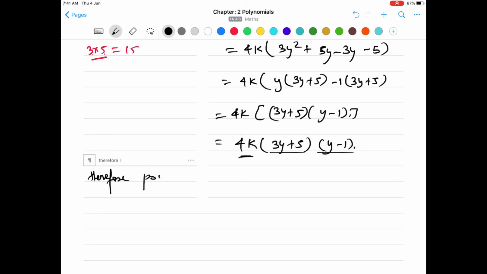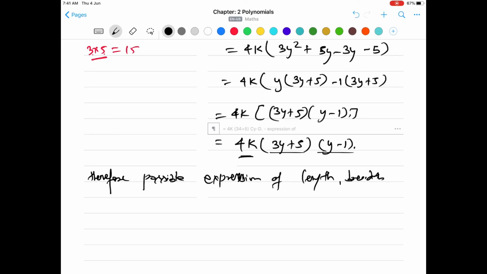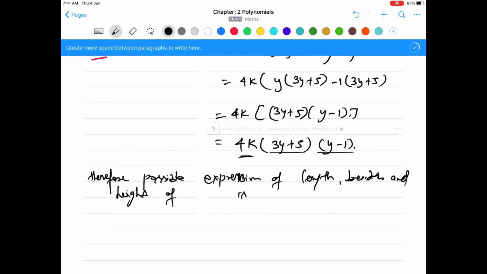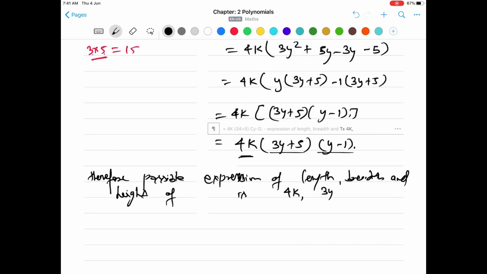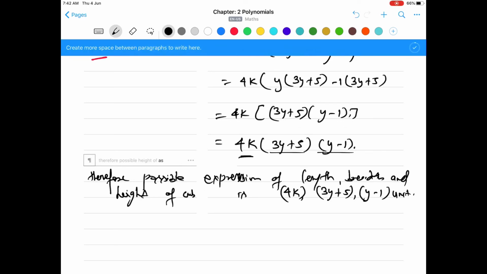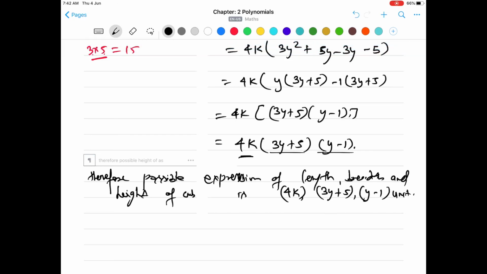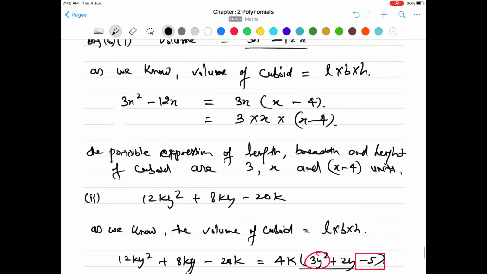Therefore, the possible expressions of length, breadth and height of the cuboid are 4k, 3y plus 5, y minus 1 units. Write cuboid here. So that's the answer of this question number 16.